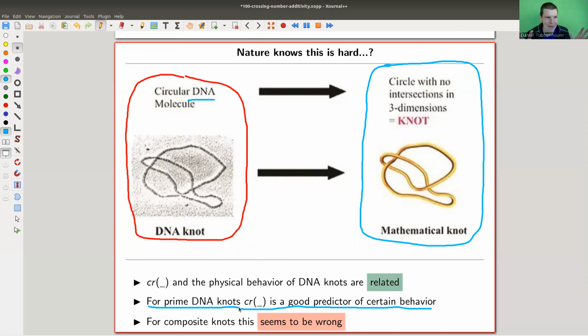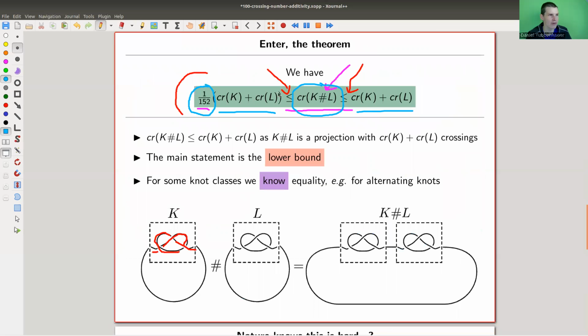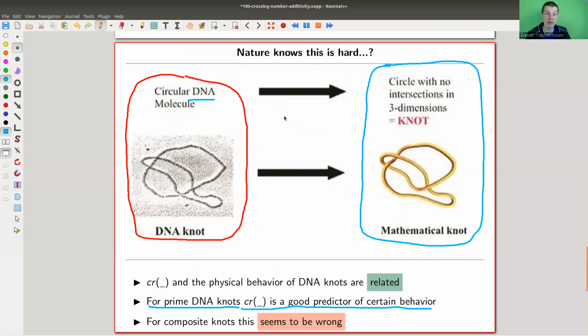And obviously, I just made that up. They never talk about this relatively new theorem here in knot theory. But in some sense, this theorem is about composite knots only. And the crossing number for composite knots seems to be really hard. And this somehow seems to be captured by nature, which, may it be true or not, is at least a cool thought here.